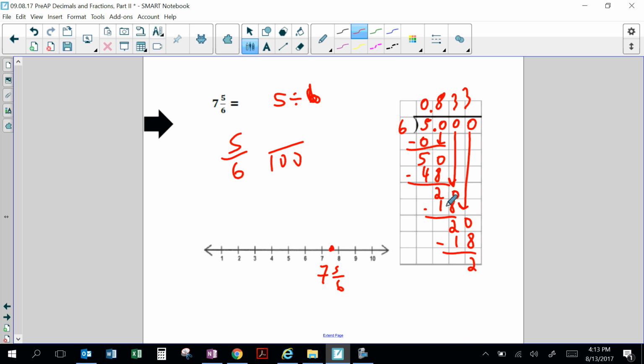What do you notice? It's the remainder 2 again and again and again. So it's repeating. But what is repeating? The 8 or the 3? Or is it 83 repeating? It's just the 3. So it's 0 and 83 hundredths. Added to the 7 is 7 and 83 hundredths.